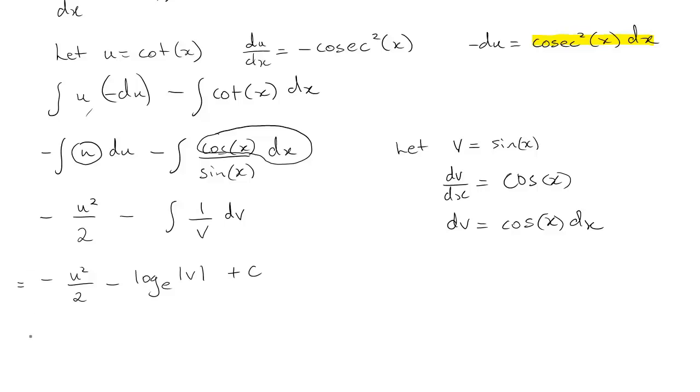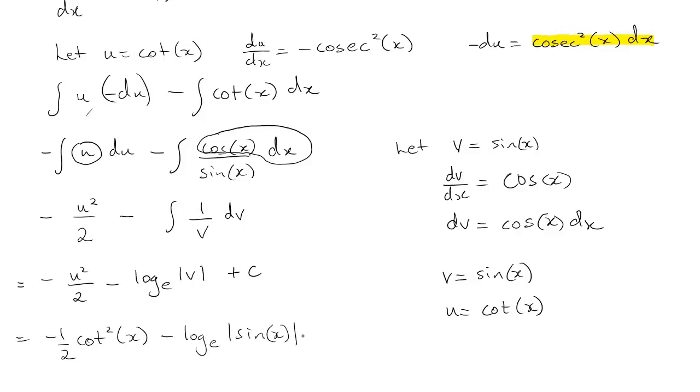Finally, we need to substitute back what we had made. We made v equal to sine of x, and u equal to cot of x. Substituting those expressions back in, we take the factor of a half on the outside, and then we have cot squared x minus log e of the modulus of sine x plus c. So that is the antiderivative of cot cubed x.